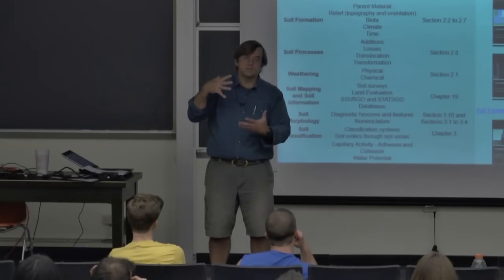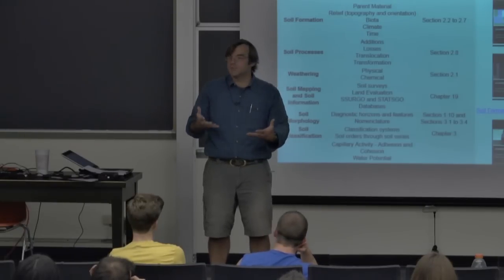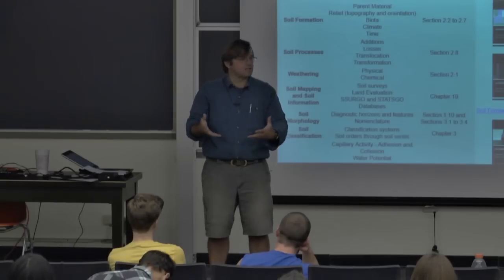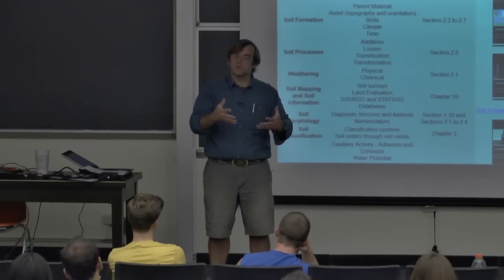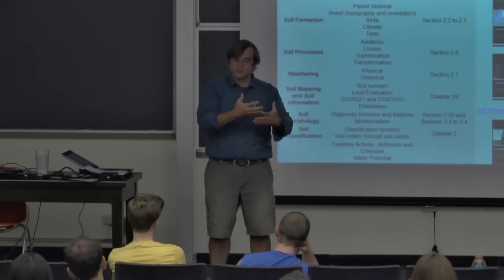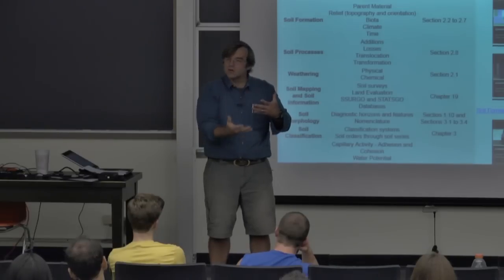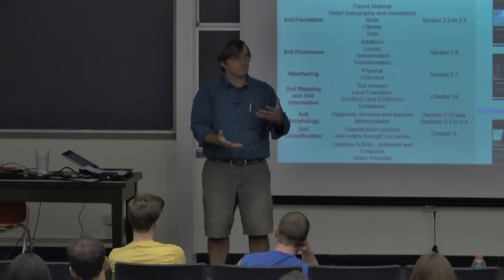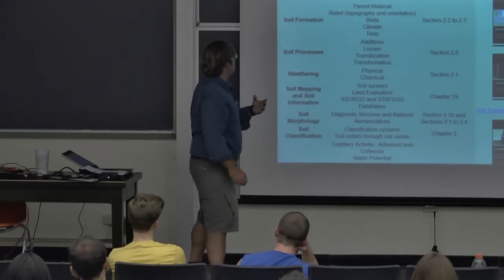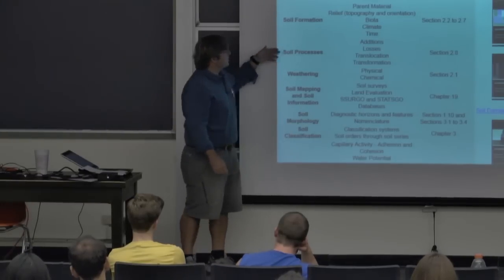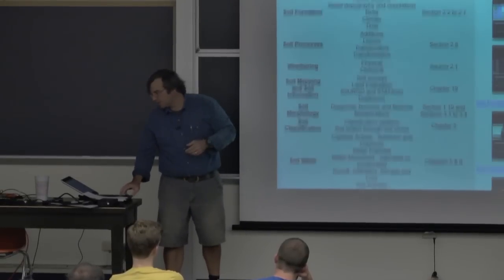Okay, and what is the result of that? Decomposition produces acids. Those acids then weather material. That material then starts to change, but it also solubilizes stuff that in turn moves through the system. Okay? All right. After we talked about soil processes, we started moving into soil weathering.